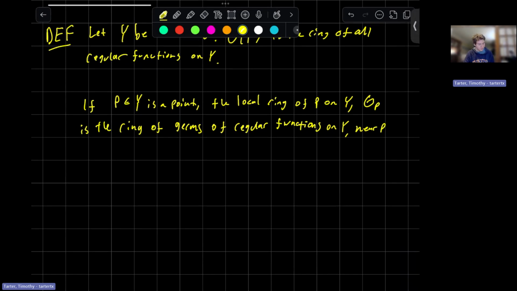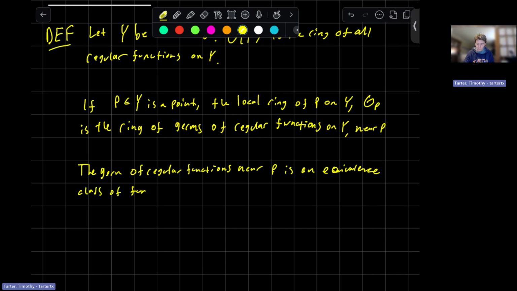Well, the germ of a regular function is an equivalence class of functions which agree near P. So the germ of regular functions near P is an equivalence class of functions which agree near P.